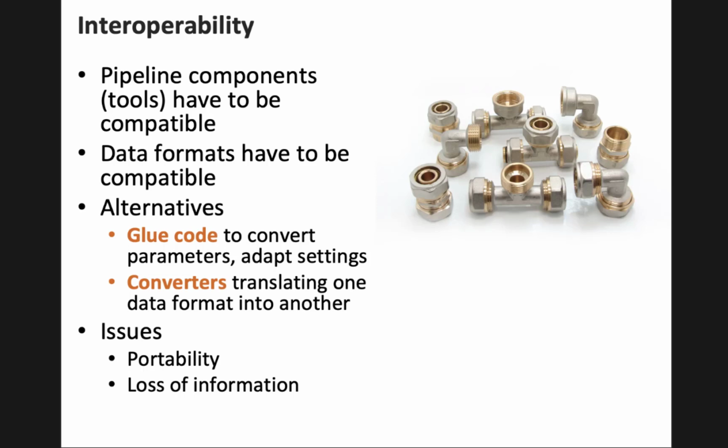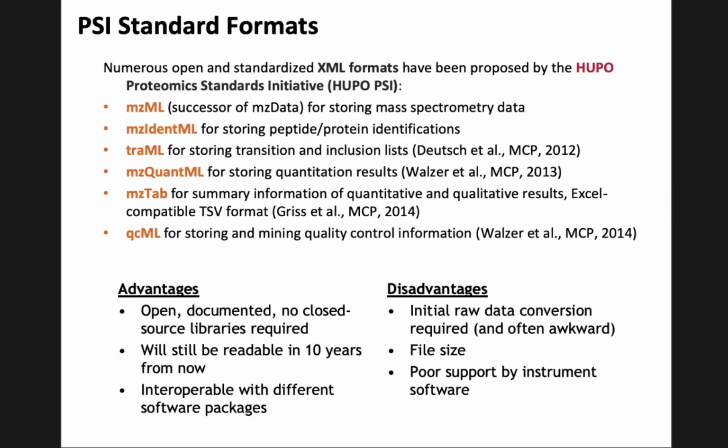And these file formats are the file formats defined by the PSI, the Proteomics Standards Initiative. That's a subgroup of the HUPO, the Human Proteome Organization. And these guys meet regularly and define how we should store data for proteomics, metabolomics. And there are a couple of formats that you hopefully have heard of. mzML, that is how you store mass spectra.